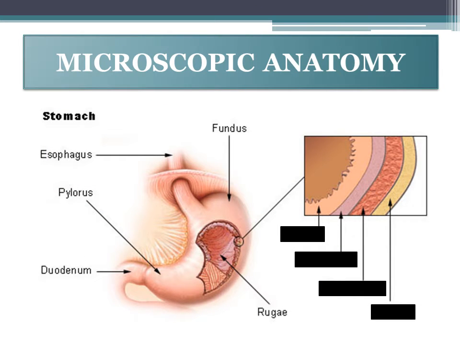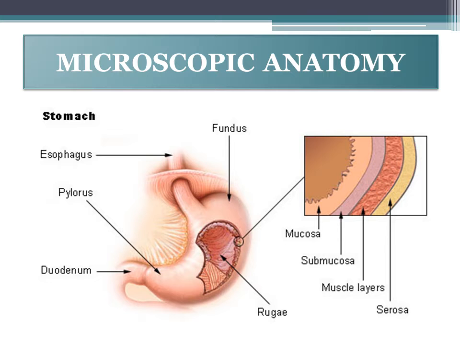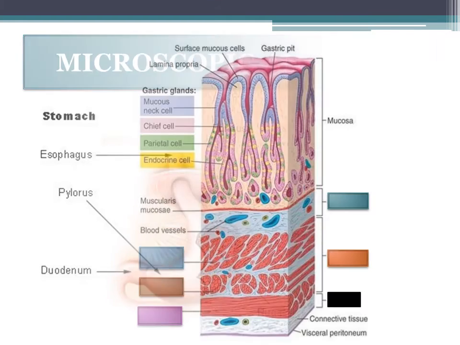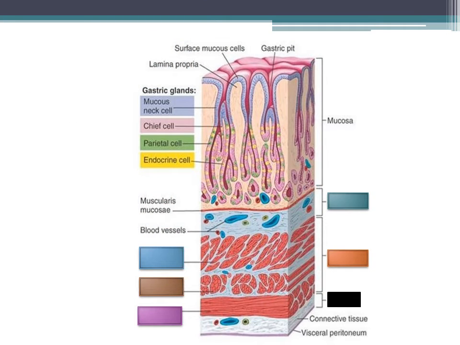So just now we already saw the external macroscopic structure of the stomach. Now let's look deeper at its internal microscopic structure. The structure of the stomach consists of 4 layers. From interior to exterior, we have mucosa, submucosa, muscle layers, and serosa. On this slide, we will see each layer and its function.